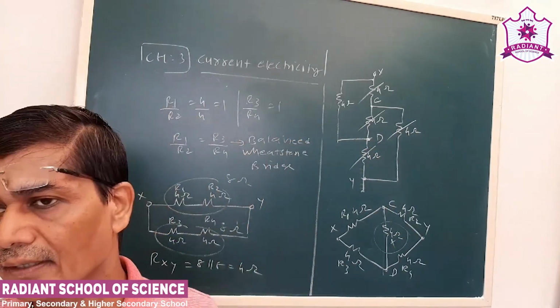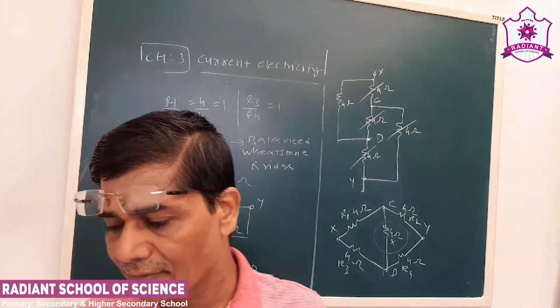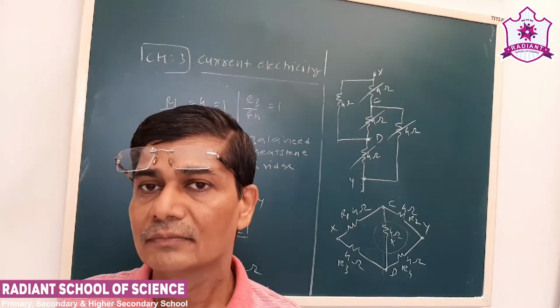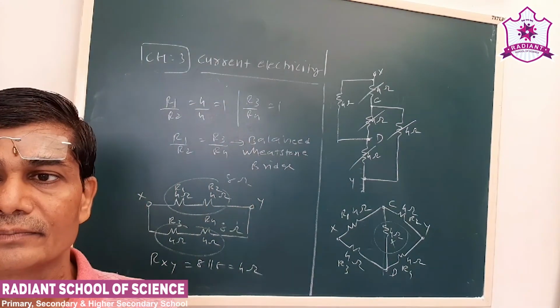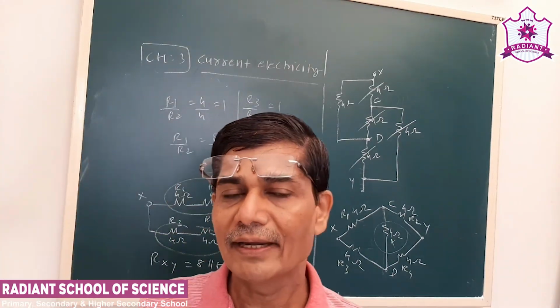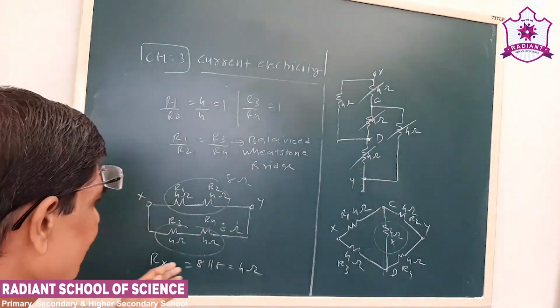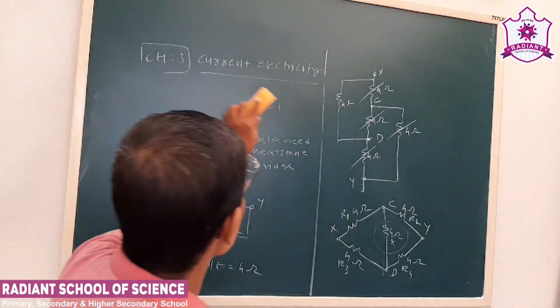Now remember, there is a thumb rule: whenever there are 5 resistors, first we have to think of a Wheatstone bridge and check whether it is balanced or not. If it is a balanced Wheatstone bridge, then our work becomes easy, as we have seen in this MCQ. Now see our next MCQ.